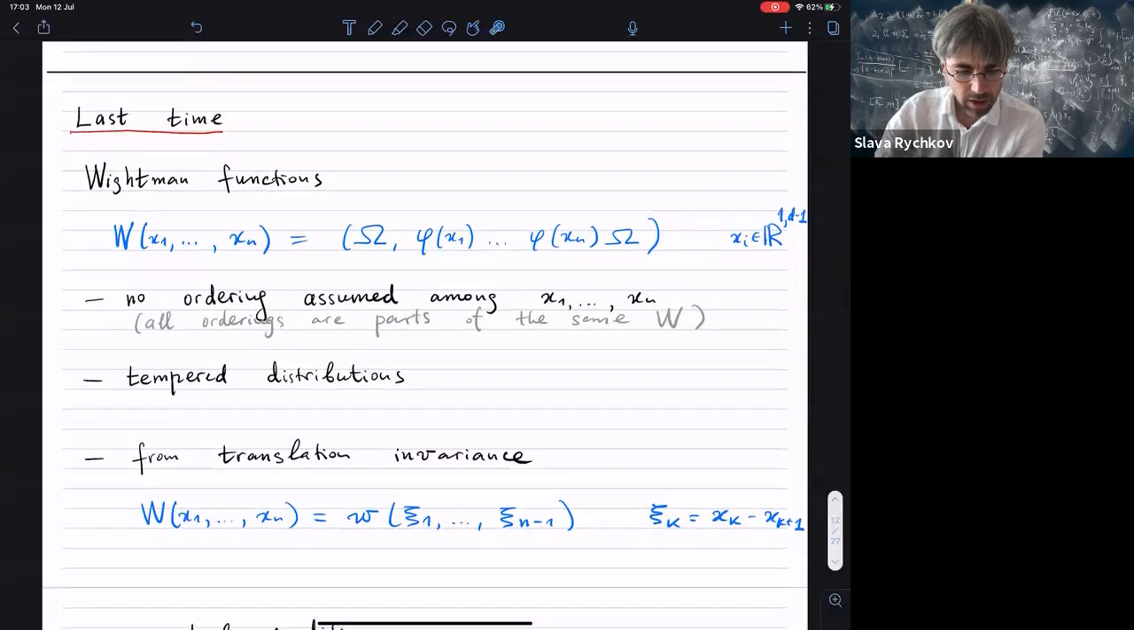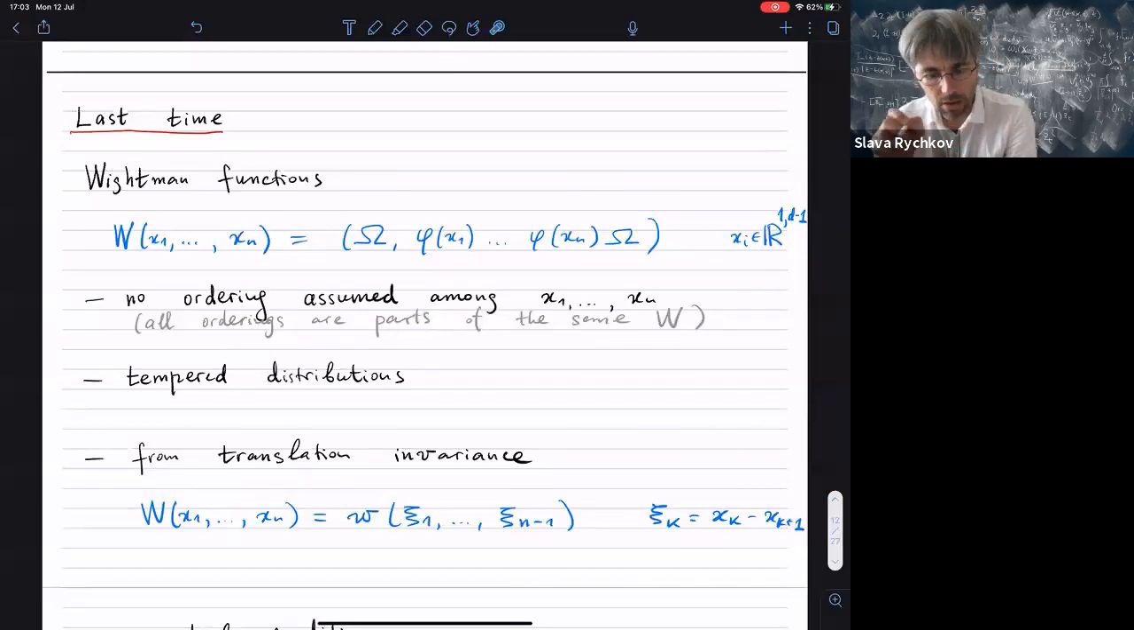Just as a reminder, what we did last time, we talked about Wightman functions, which are functions of n variables, which could be defined as expectation values of field operators at n points. But once we define them this way, we forgot about this definition, and we just deal with these functions as actual distributions in n variables. And something that I want to emphasize again is that here there is no ordering assumed among these points x1, ..., xn, or rather, all possible causal orderings are parts of one and the same Wightman function W.